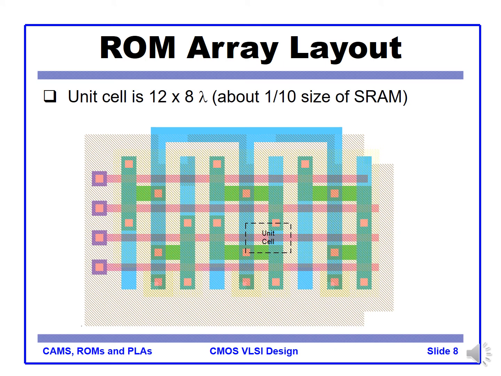This is an example of a ROM array. So this is one unit cell which has the NMOS transistor. So it's a very compact structure. This is only 1/10 the size of SRAM because each single bit representation is done by a transistor.